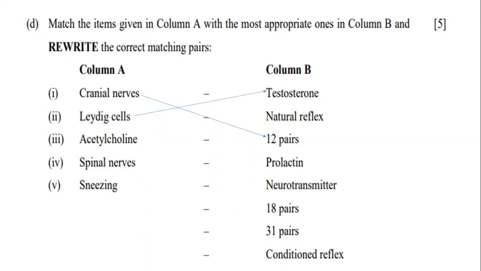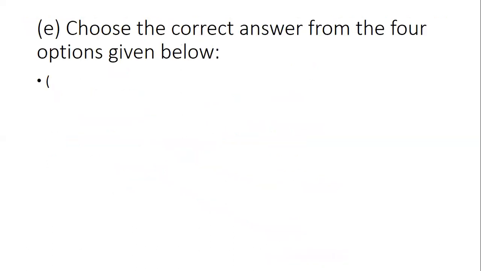Leydig cell, the correct answer will be testosterone. Acetylcholine is neurotransmitter. Spinal nerves, it is 31 pairs. And sneezing is a natural reflex. Okay, let's go to the next question.